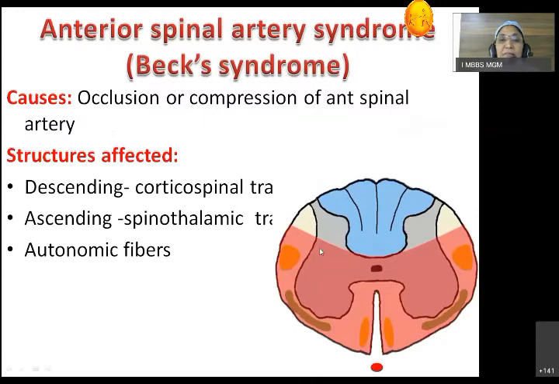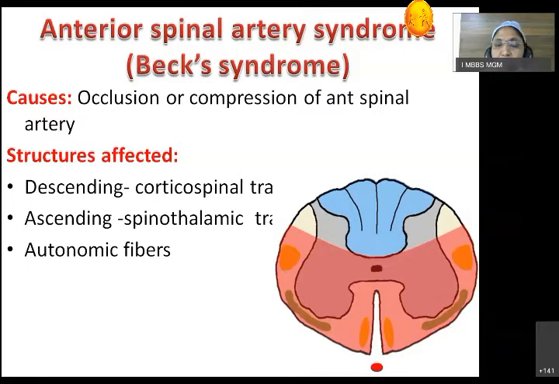Now let us see the certain syndromes related with the blood supply of the spinal cord. What is meant by syndrome? Syndrome means a group of signs and symptoms. First, we will see the anterior spinal artery syndrome, which is also known as Beck's syndrome. Why does it occur? It occurs due to occlusion or compression of the anterior spinal artery.